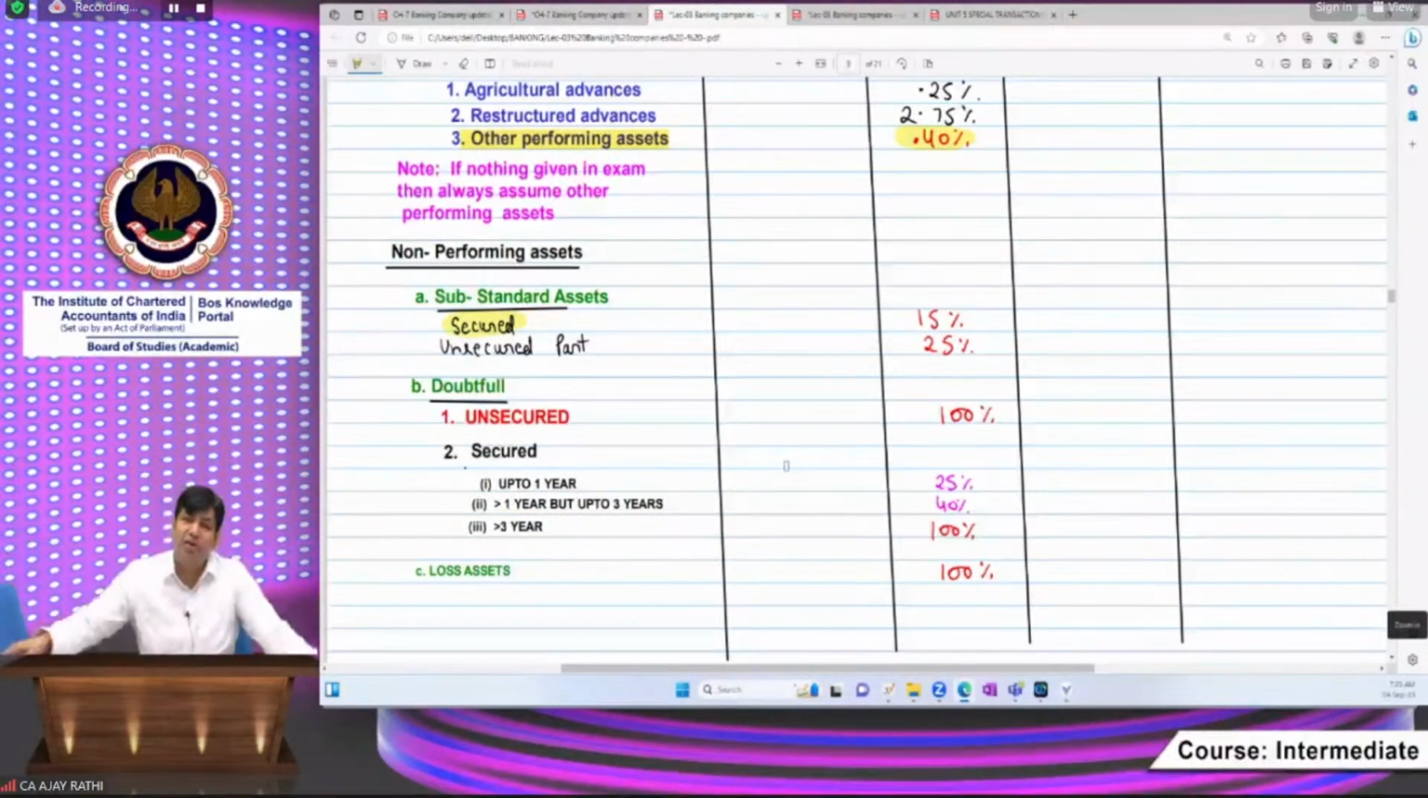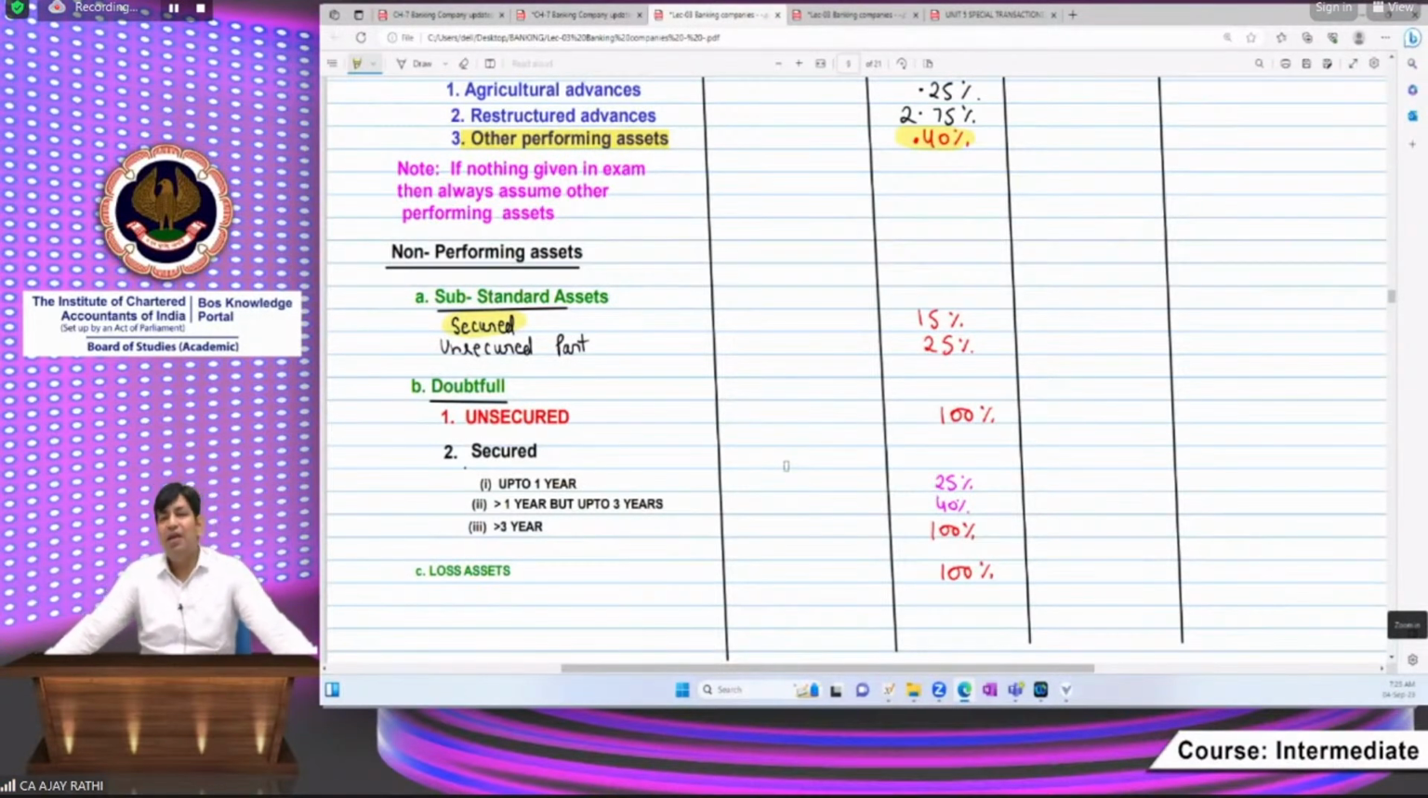Why are we pre-assuming, beta? Two things are there: assumption and pre-assumption. Assumption is where we have a choice, and pre-assumption is where we don't have a choice in the question. Okay, beta, this is a predefined situation. Those are called pre-assumptions, and these are being discussed here. If nothing is given, then always pre-assume that secured substandard assets are there.